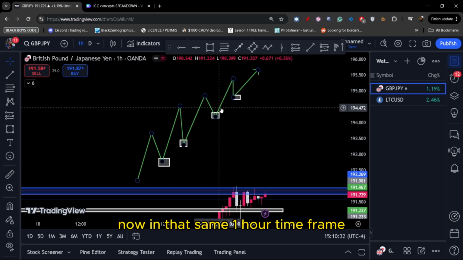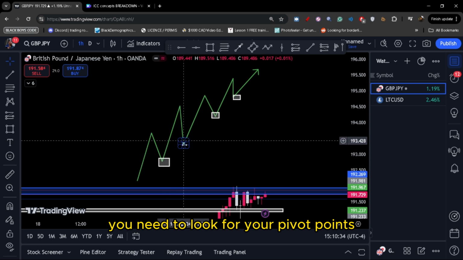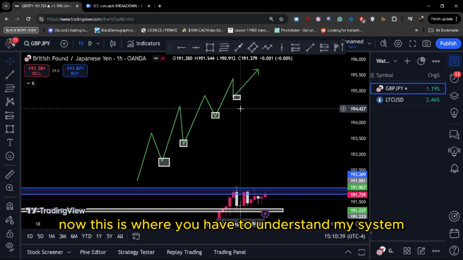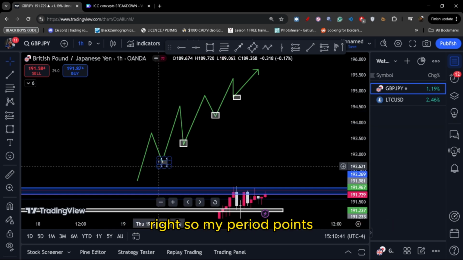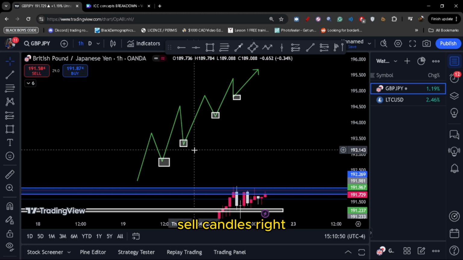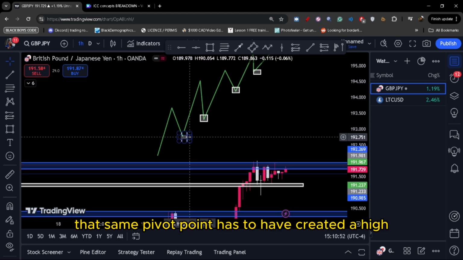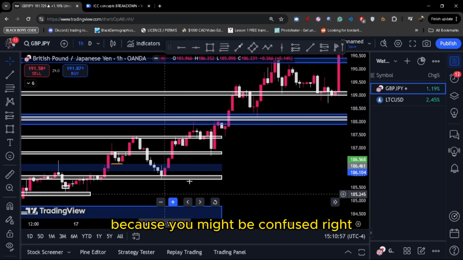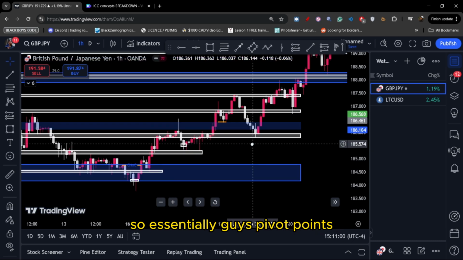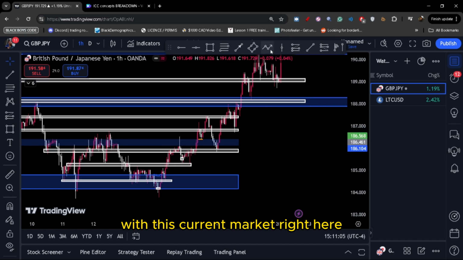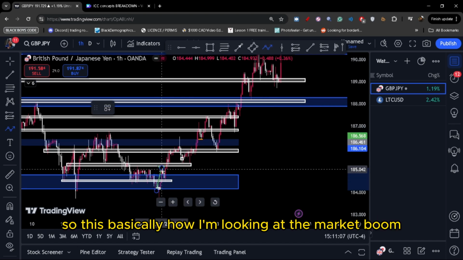In that same 1 hour time frame, you need to look for your pivot points. So things like this. Now, how do you find your pivot points? This is where you have to understand my system. My pivot point is valid when it has at least two solid sell candles, and then that same pivot point has to have created a high. Let me break down what I mean by this, because you might be confused. I will break this down with this current market right here. So this is basically how I'm looking at the market.